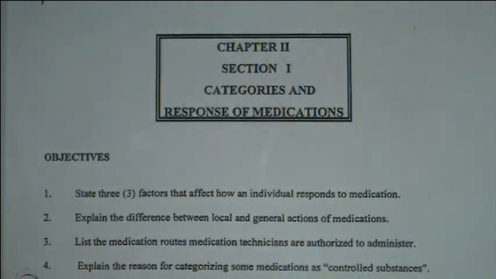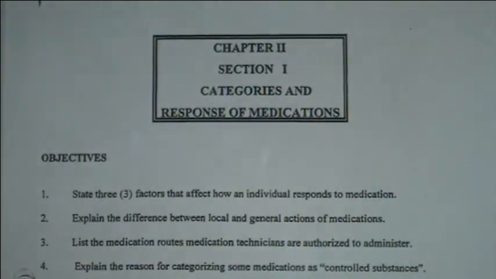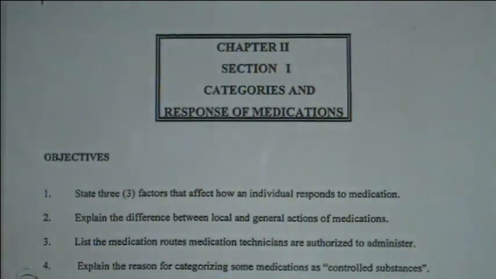So the objectives for this section are: factors that affect how an individual responds to medication. We're going to explain differences between local and general action, types of medication routes, different methods and techniques that medications are given, and explain the reason for categorizing some medications as controlled substances.